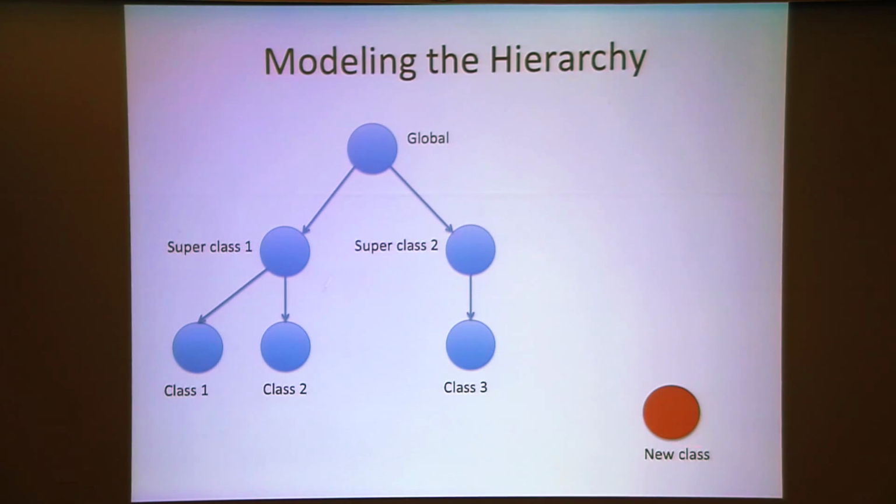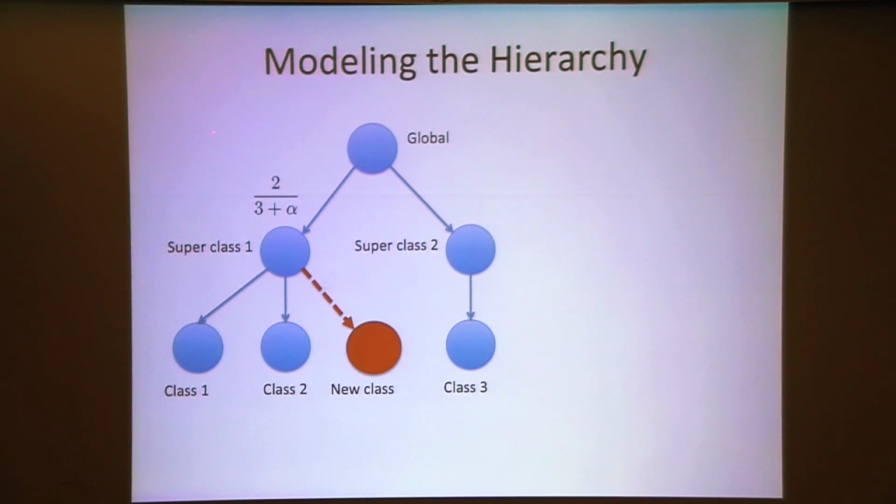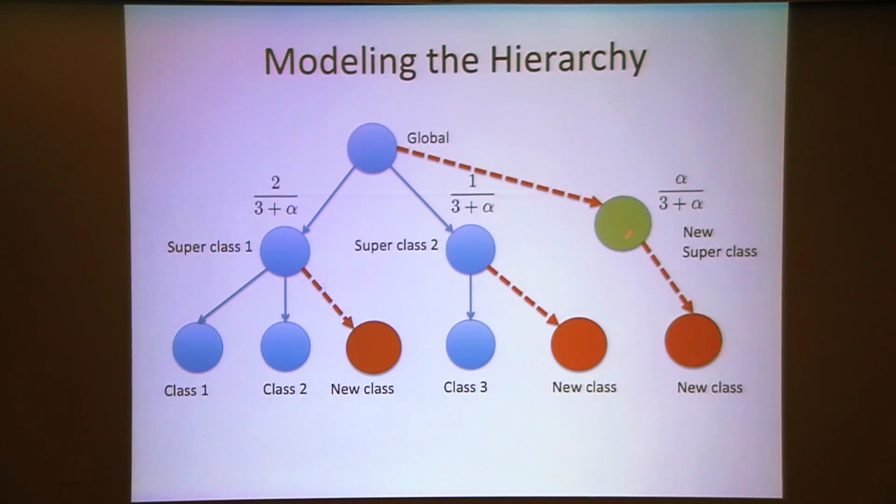Suppose that we have a new class coming in. Because we have 3 classes, with probability 2 over 3 plus alpha, that class would be assigned to this superclass. So this would be the hierarchical representation. With probability 1 over 3 plus alpha, you would be assigned to this superclass. And with probability alpha over 3 plus alpha, you would create a novel superclass. So this is just a very simple prior that you can put on your hierarchies, to have probabilities associated with each hierarchy.